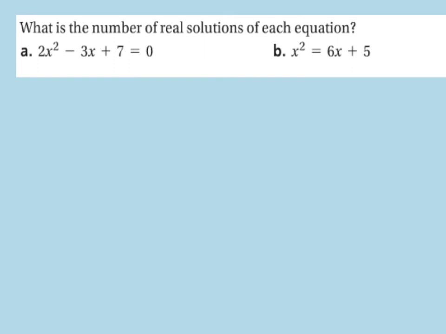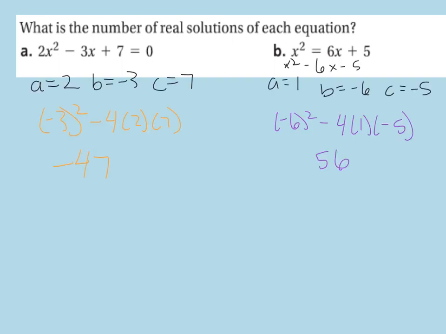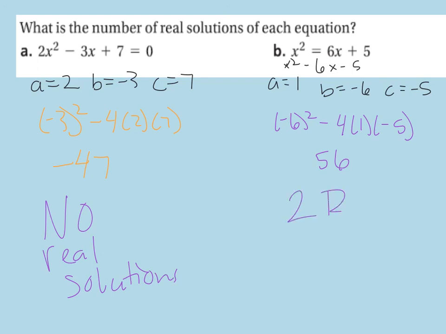So use that discriminant to help you find out what the answer would be here by yourself. For the first one, you get a negative number, so there are no real solutions. The second one, it's a positive number, so that'd be two real solutions.